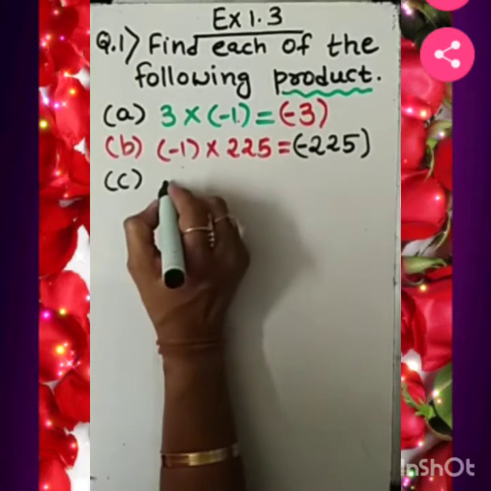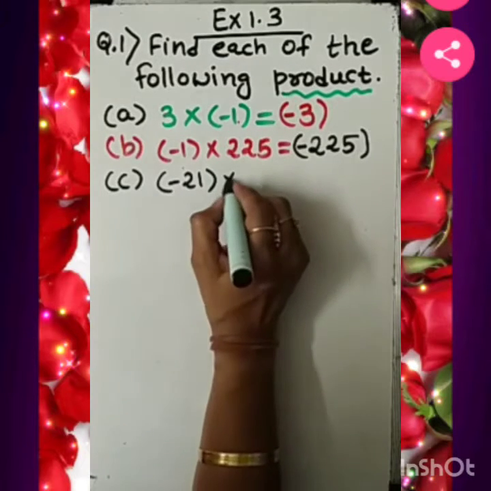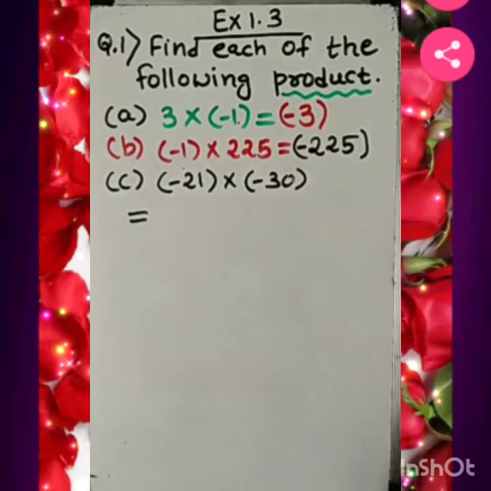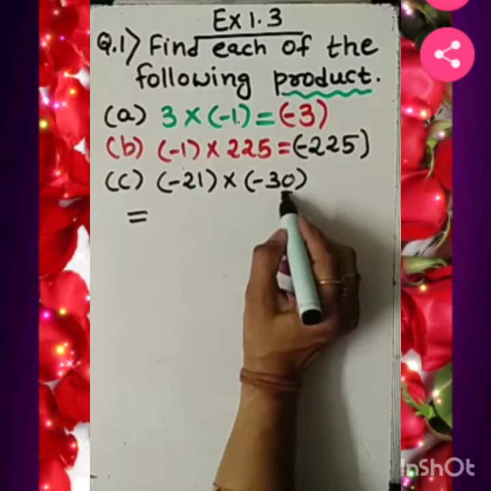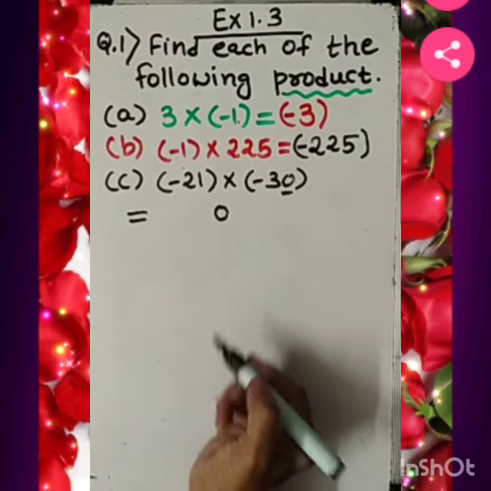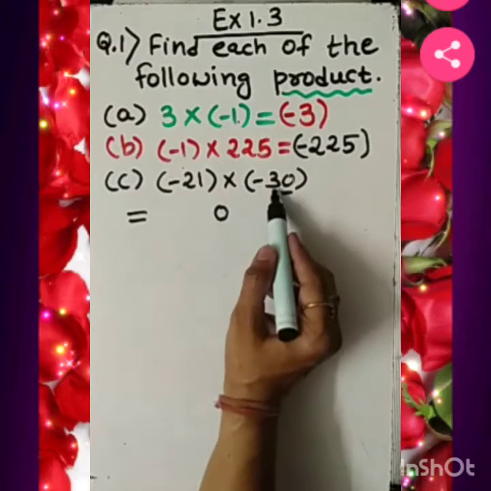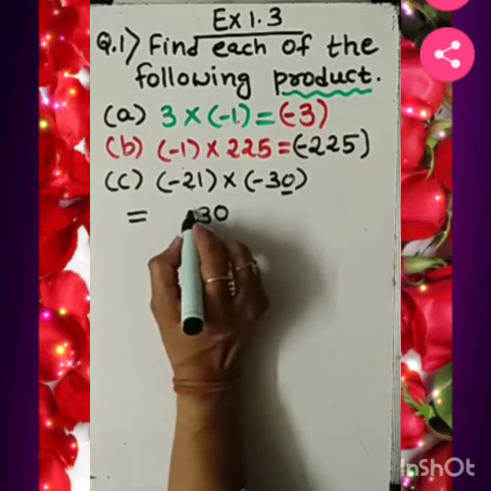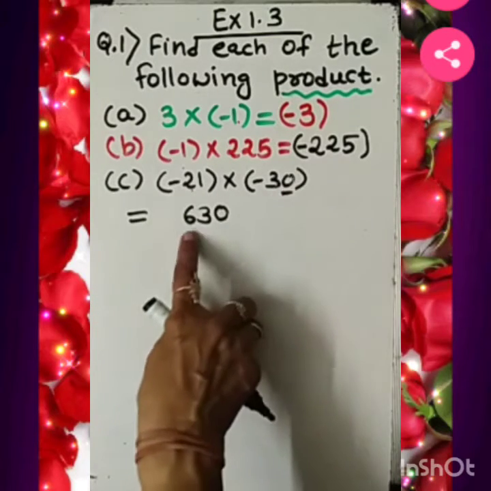Let's work out C. We are given minus 21 into minus 30. Let's check how to do it. It's very simple. You should not bother about this 0. This 0 remains the same as it is here. As we know, 21 into 3: 1 times 3 is 3 and 2 times 3 is 6. It means the product of both these numbers is 630.